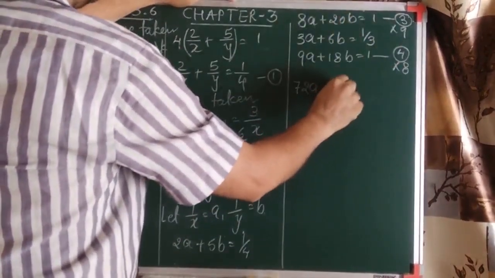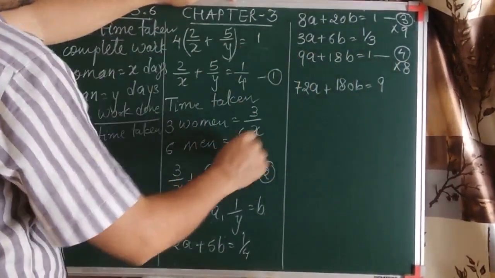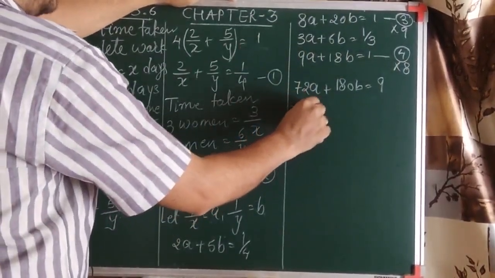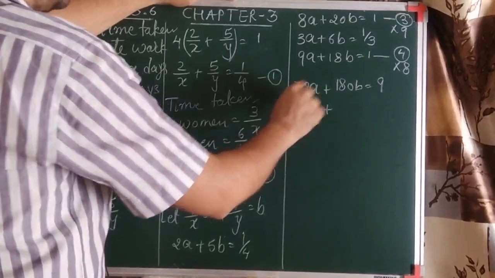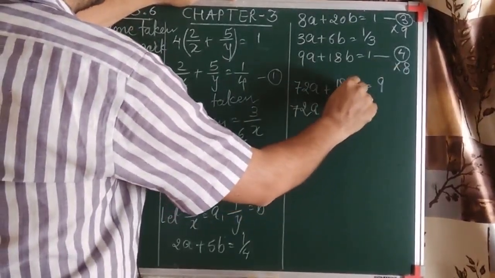9 2s are 18, 18b is equal to 9 1s are 9. This I'll multiply with 8, I'm sorry. So 9 2s are 18, 8 9s are 72a, 18 8s are 144.